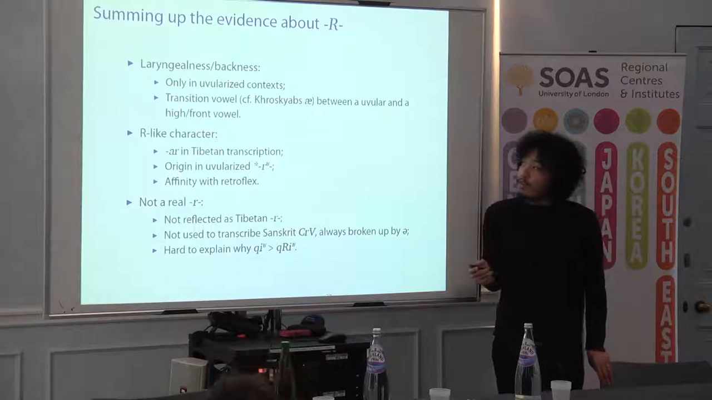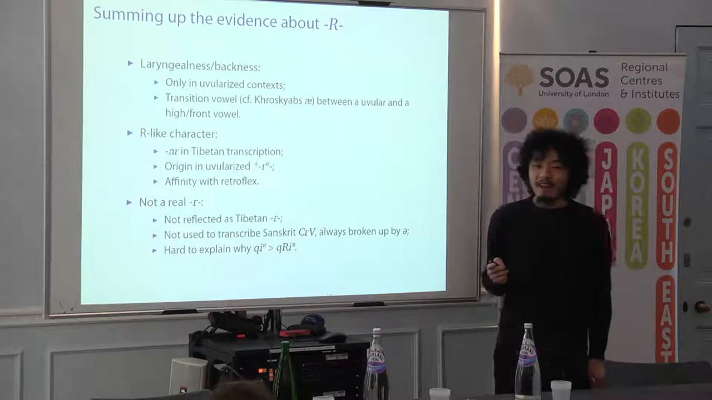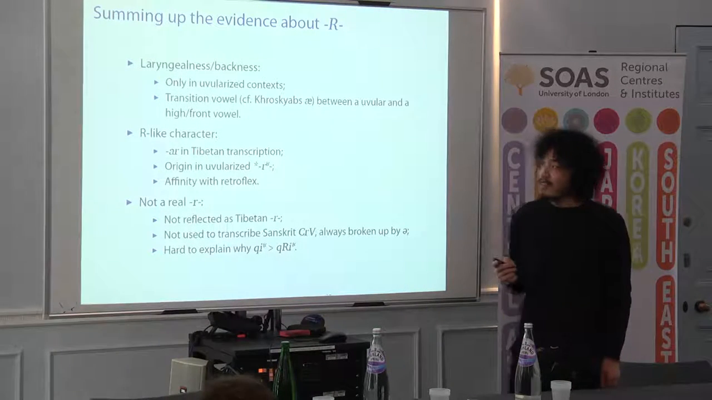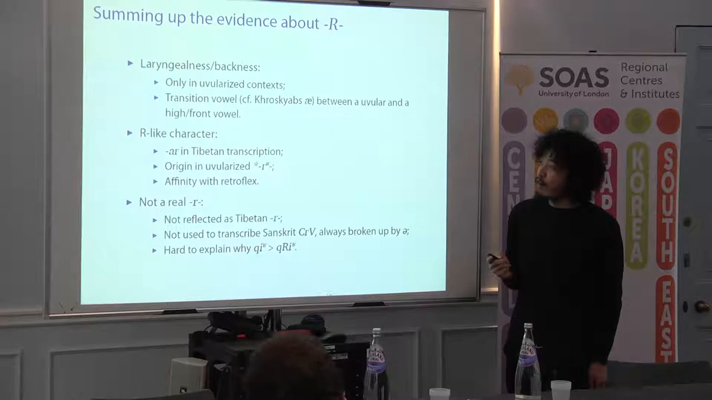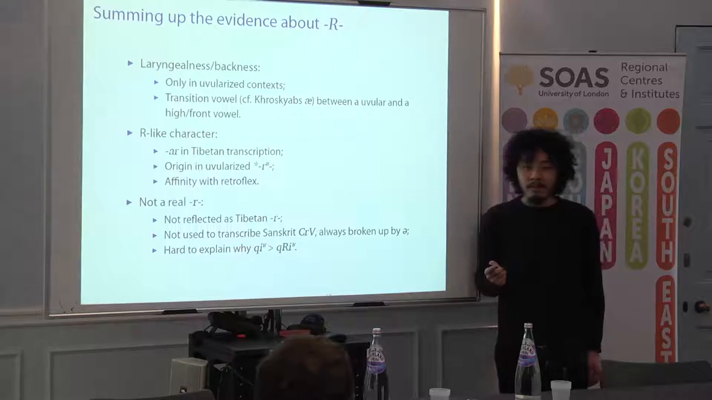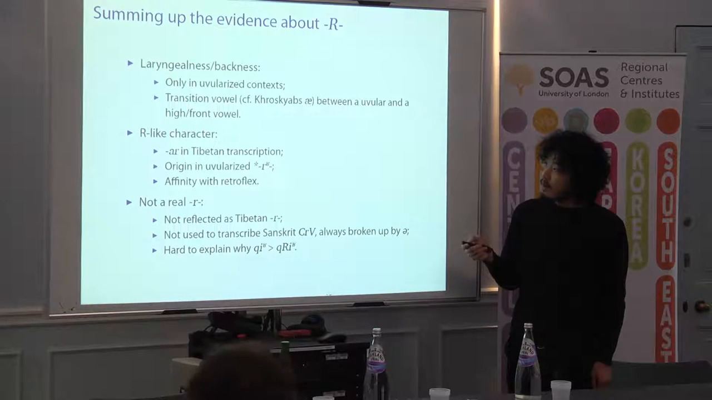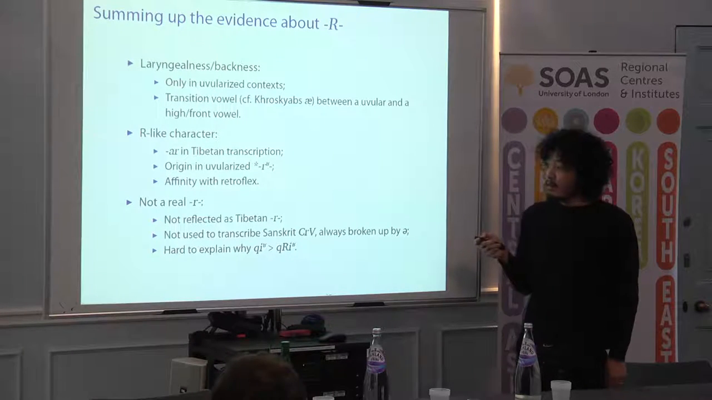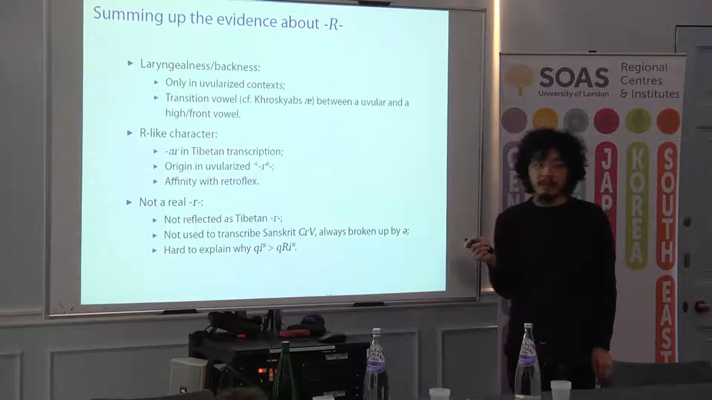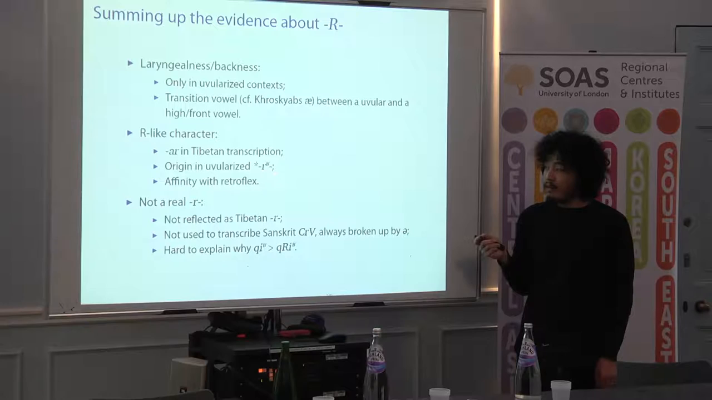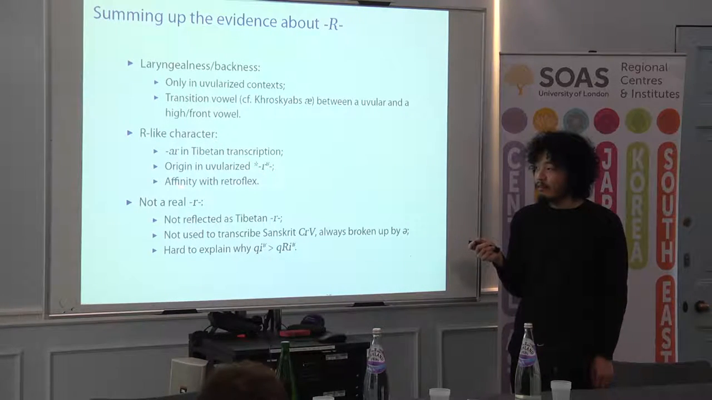So in order to recapitulate the evidence about the capital R, what does the capital R feel like? First, there is some kind of throatiness or backness, because it is only in uvularized contexts, and it's a transitional vowel between a uvular and a high or a front vowel. So it must be something like ah or aw or something like that. That's our first intuition. The second intuition is that the sound has an R-like character. Otherwise it's impossible to explain the R in the Tibetan transcription, and it will be difficult to explain the origins with R and with retroflexes.